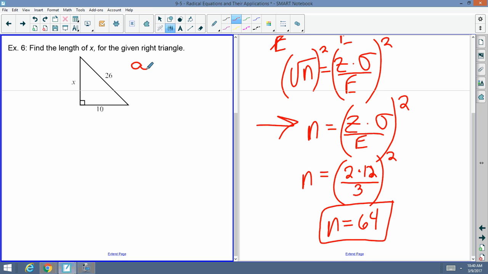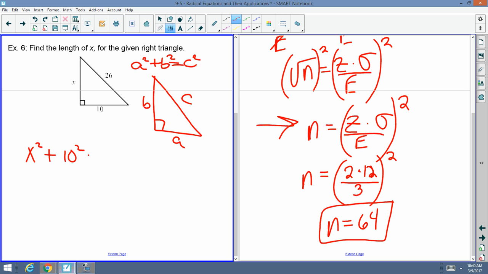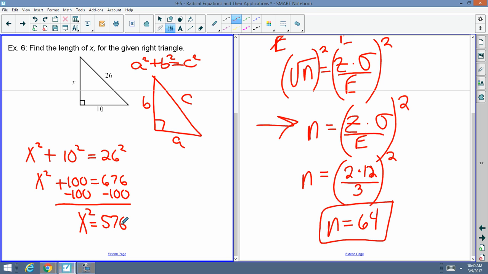Remember that the Pythagorean Theorem states that a squared plus b squared equals c squared, where c is the hypotenuse, and either leg can be a or b. So this is x squared plus 10 squared, which is going to be 100, equals 26 squared. So x squared plus 100 equals 676, minus 100 is 576. So x squared equals 576. And then the square root of that, x would equal 24. Fantastic.